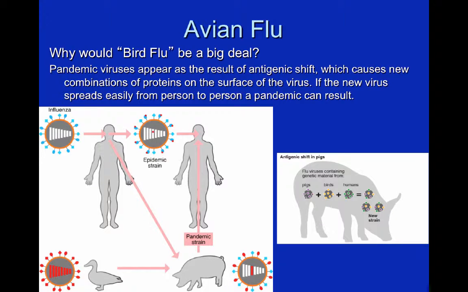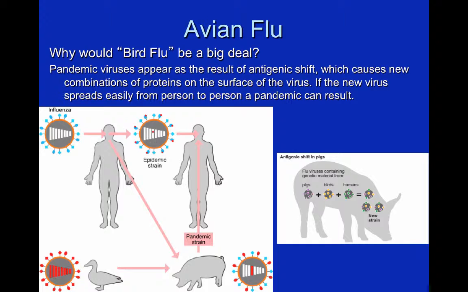So as far as influenza is concerned, the one that we should really be concerned with here is the bird flu. So this would be the H5N1. Now this is the result of antigenic shift, which causes new combinations of proteins on the surface, so those new spikes. And if this new or novel virus spreads easily from person to person, this worldwide epidemic can occur, referred to as a pandemic.